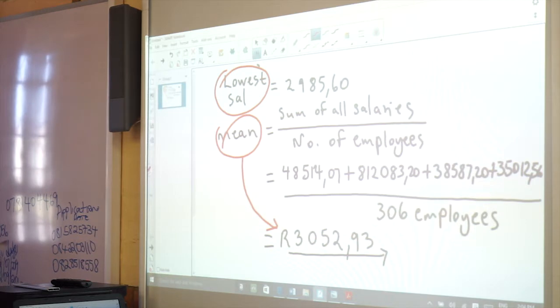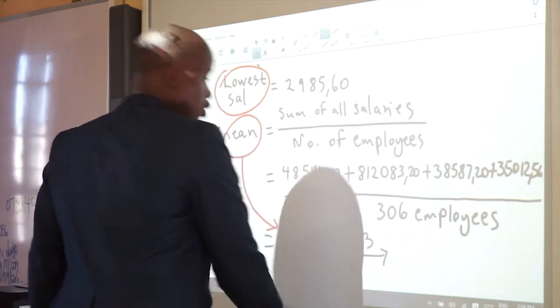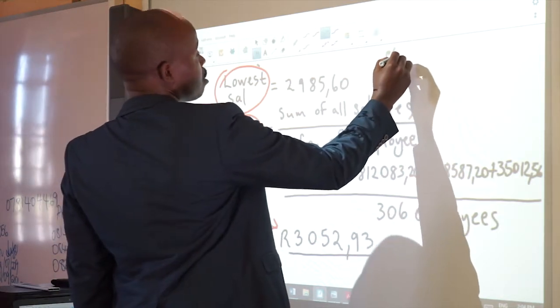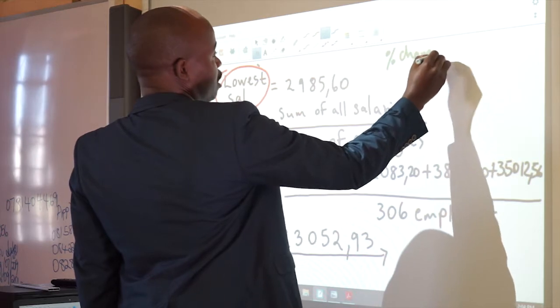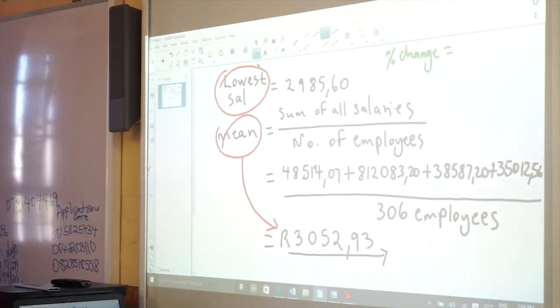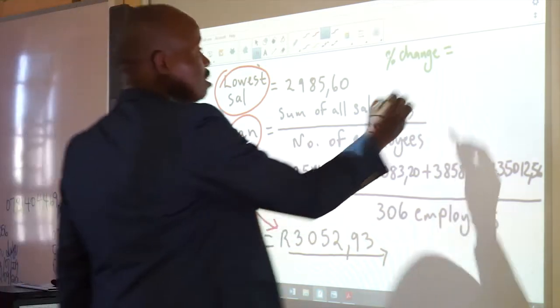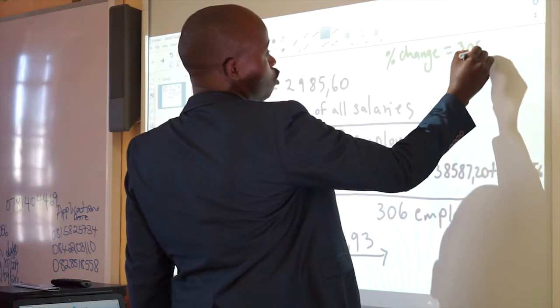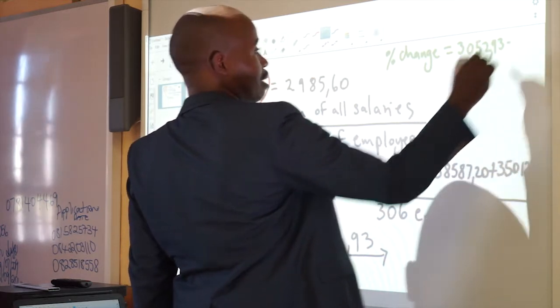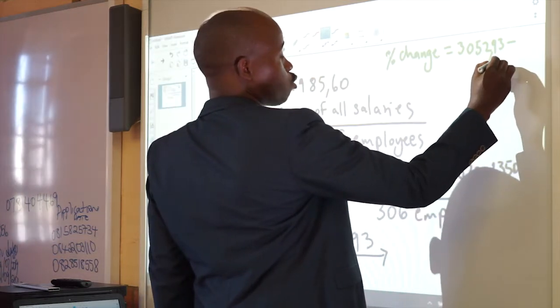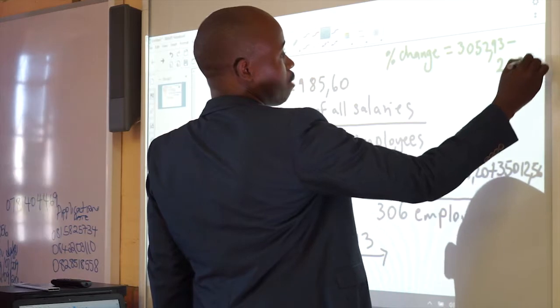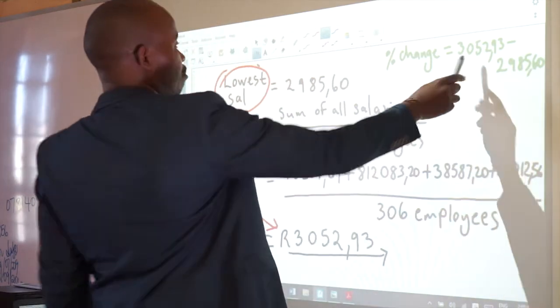So how do we calculate the percentage difference? We'll try to use small font so everything can fit. Percentage difference or percentage change. How do we calculate it? Yes, from the Transport Center, my colleague is saying, let us take the mean, 3,052.93, and subtract the lowest salary of 2,985.60.